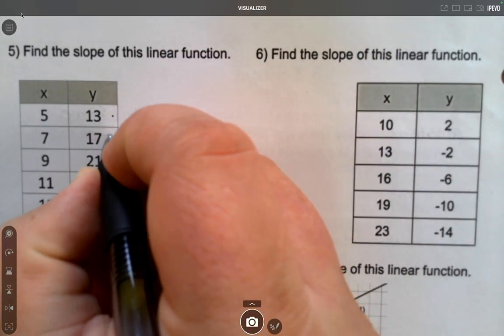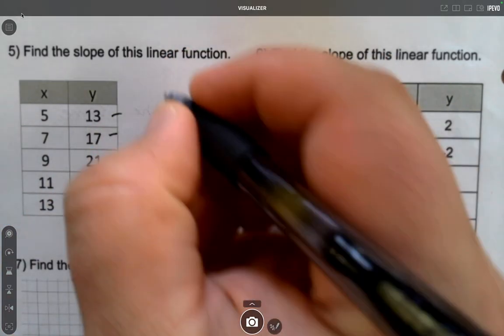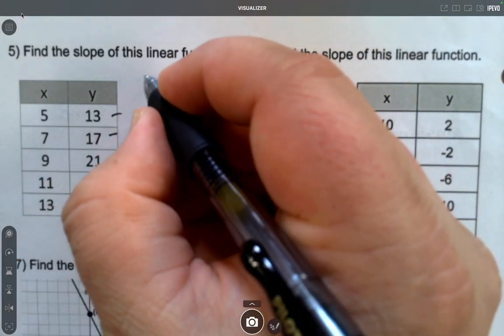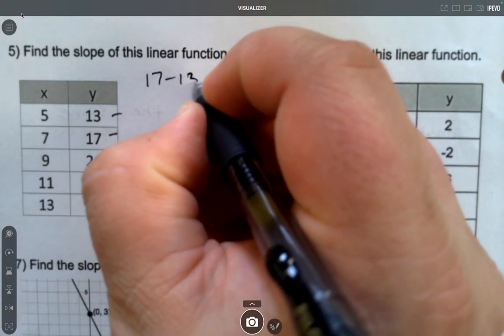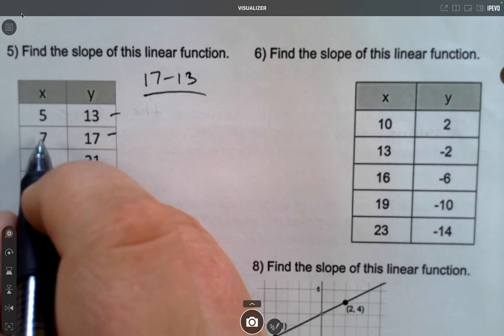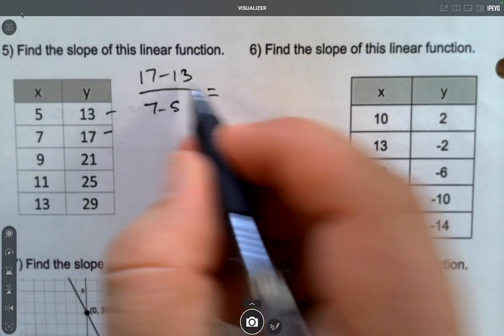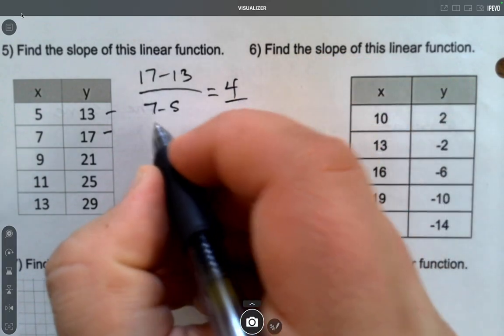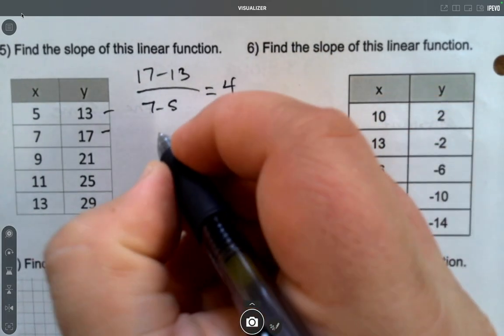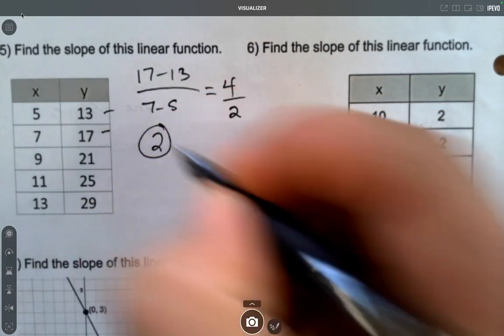So this is my second point, this is my first point. So y2 minus y1, 17 minus 13, over 7 minus 5. 17 minus 13 is 4. 7 minus 5 is 2, so my slope is 2.